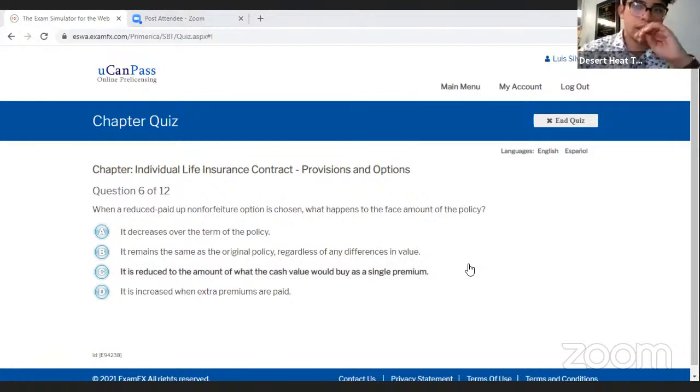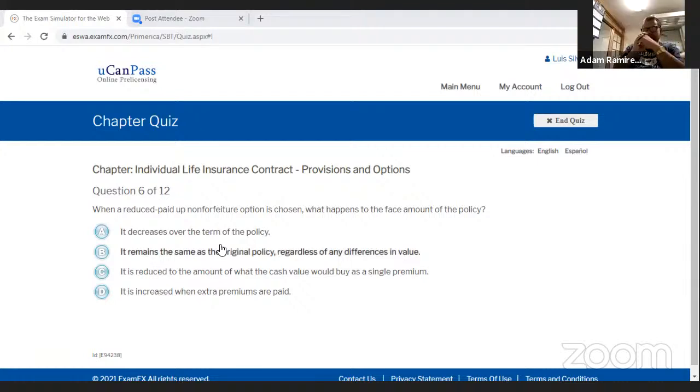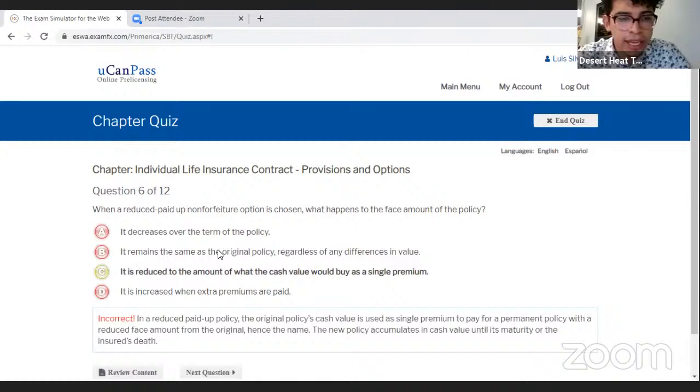Which one do you guys think it is? Let's go B. Okay, let's try B. The answer is C, a reduced amount of which the cash value would buy as a single premium. So, in a reduced paid-up policy, the original policy's cash value is used as a single premium to pay for permanent policies with the reduced base amount from the original, hence the name of the new policy, which accumulates in cash value until it matures or insures death.